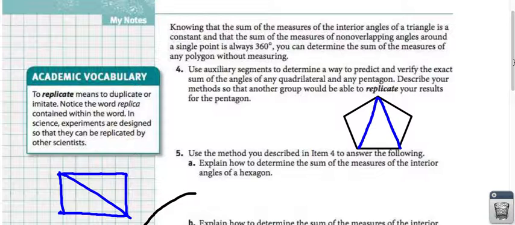So on number 4, use auxiliary segments to determine a way to predict and verify the exact sum of the angles of any quadrilateral and a pentagon. Describe your method so that any other group would be able to replicate your results for the pentagon.